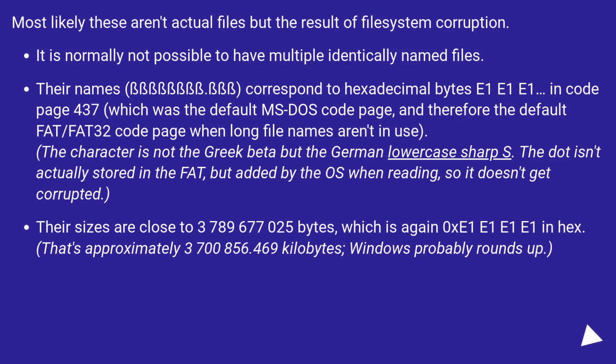In code page 437, which was the default MS-DOS code page, and therefore the default FAT/FAT32 code page when long file names aren't in use, the character is not the Greek beta but the German lowercase sharp s. The dot isn't actually stored in the FAT, but added by the OS when reading, so it doesn't get corrupted.